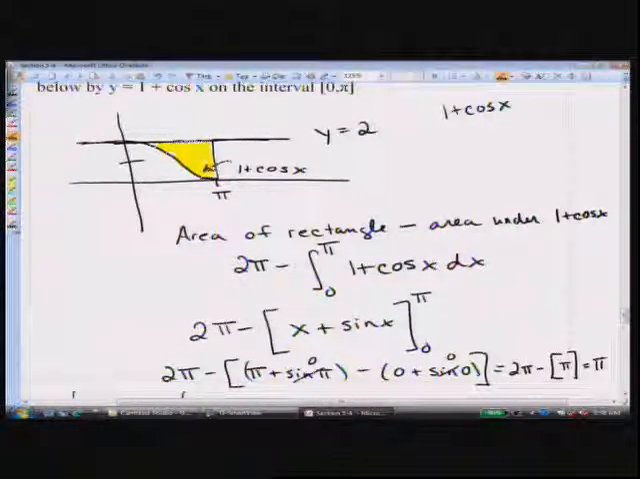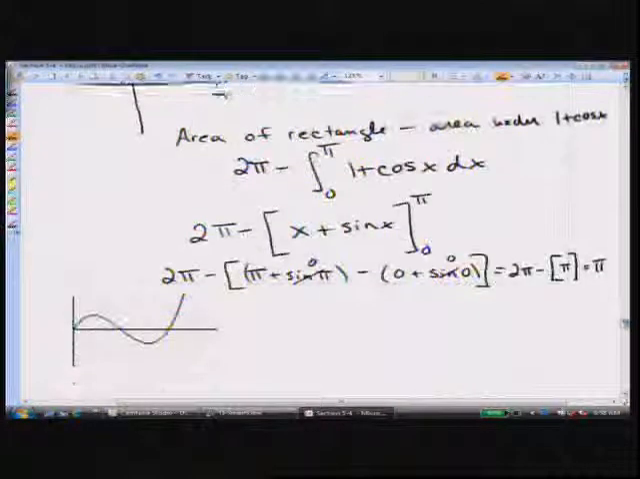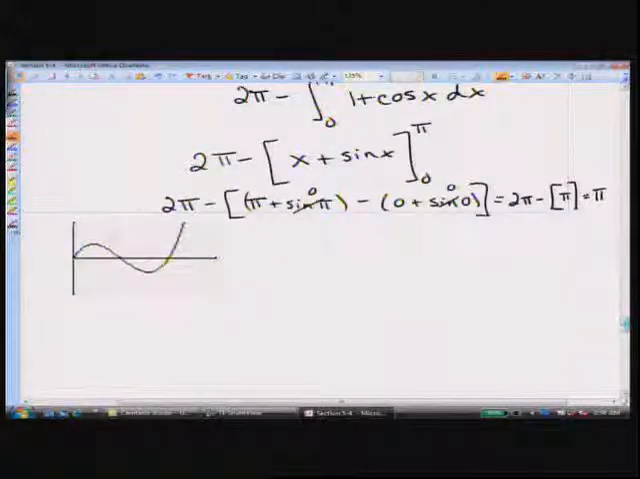So another representation of pi is the area bounded above by the line y equals 2 and bounded below by 1 plus cosine x. It's kind of funny, I guess. I don't know. And this was from before.